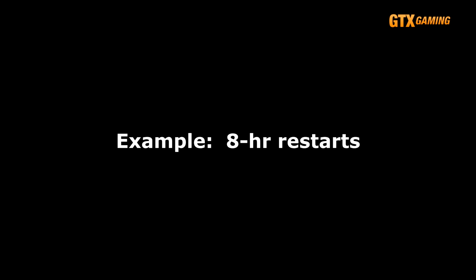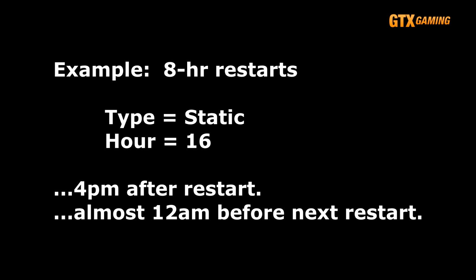One good use of the static type is to balance the amount of day and night for each restart. For example, let's say you restart your server every 8 hours. What you can do is set your type to static and then set your hour to 16. With those settings, your server will always be set to 4 p.m. after it restarts, but then it won't restart again until it reaches almost midnight in the game. So in between every restart, your players will have some daytime and some nighttime to play in.